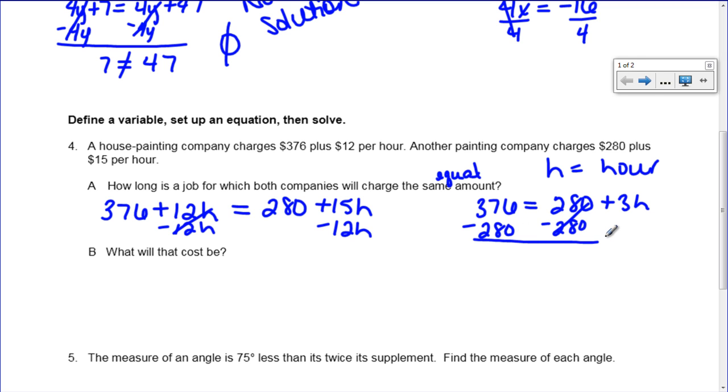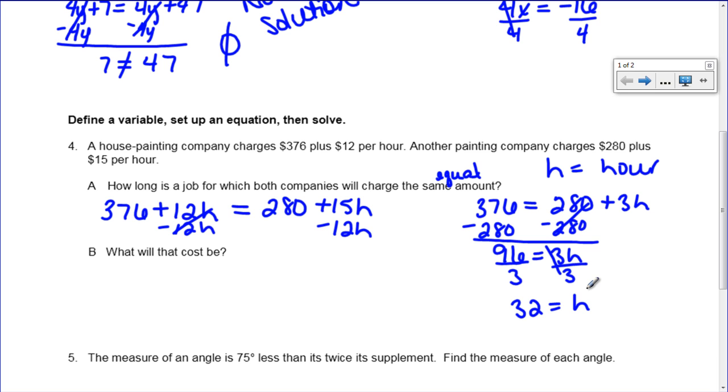And if I get my calculator, I find that equals 96 is equal to 3h. And to find out how many hours that would be, if I divide by 3, I get that it takes 32 hours for them to charge the same amount.